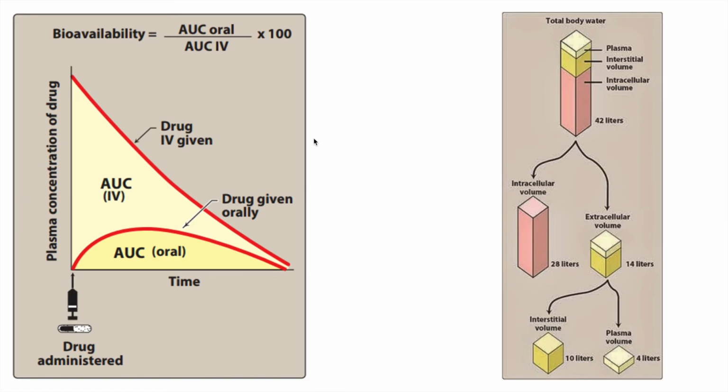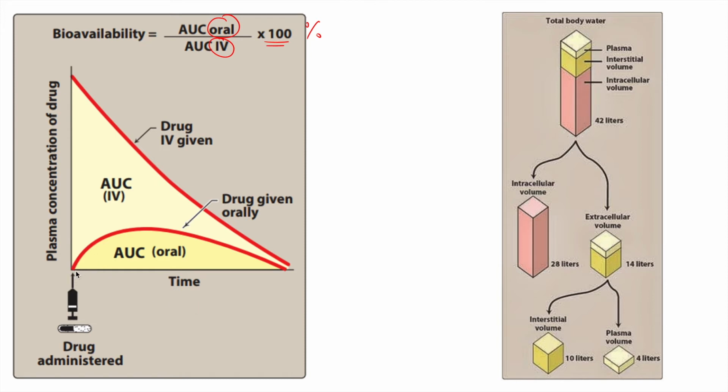Okay, pictorial description. Bioavailability is basically area under the curve of oral over area under the curve of IV, times 100. Remember, bioavailability is measured in percentage. So this is a picture where the drug is being administered orally, and plasma concentration of the drug is measured on the y-axis, time is on the x-axis.